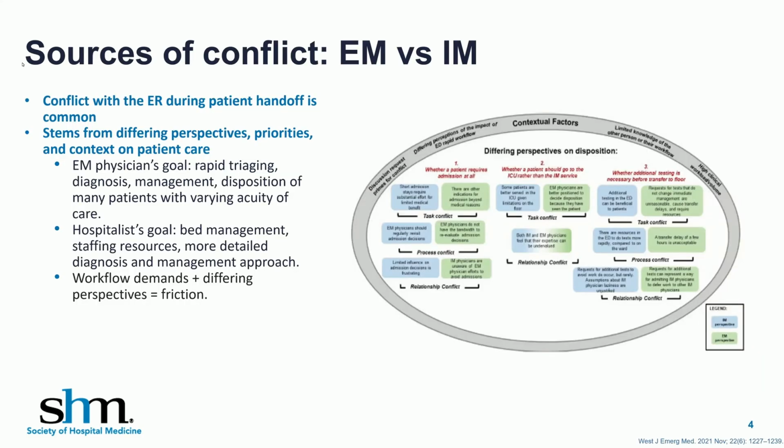So some conflict with the ER during patient handoff is common and stems from differing perspectives, priorities, and contexts on patient care. The ER physician's goal is rapid triaging, diagnosis, management, and disposition of a large number of patients with varying acuity of care. The hospitalist approach is different. We are concerned about bed management and staffing resources and have a more detailed diagnosis and management approach. The workflow demands and differing perspectives on disposition can cause some friction.